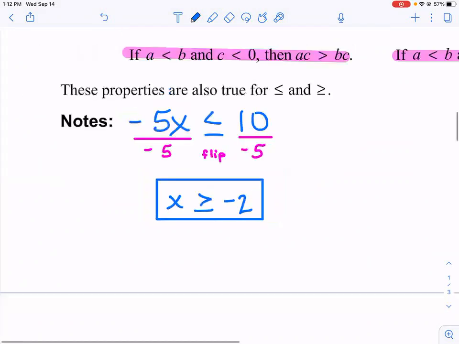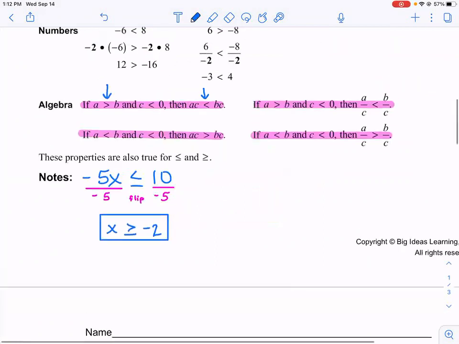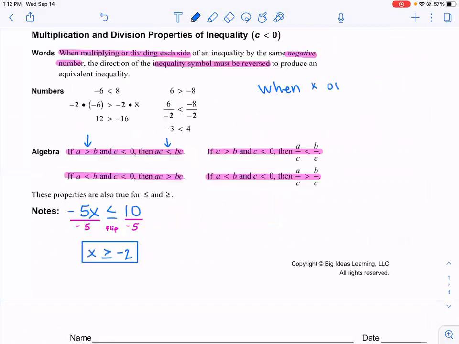So you know what, maybe let's put it in our own words up here. We multiply or divide by a negative number, we're going to flip our inequality sign. Okay, I've rewritten it into words that maybe make a little bit more sense to us. That is the biggest piece of today's lesson.